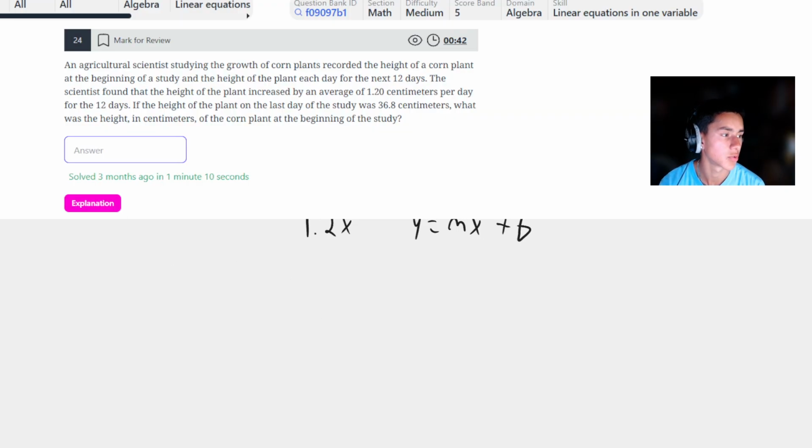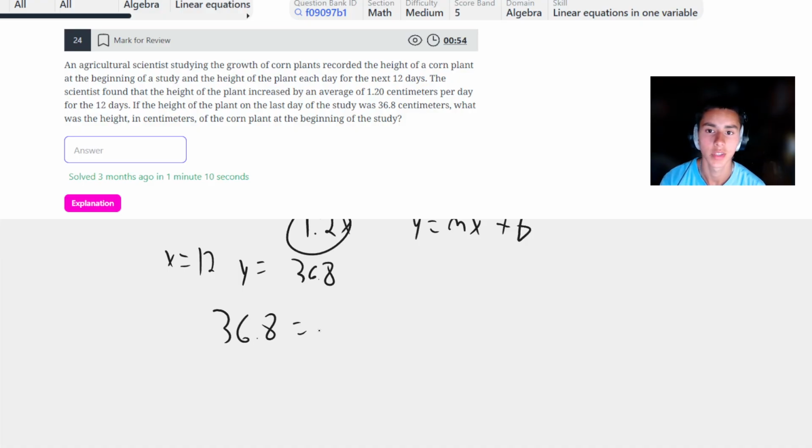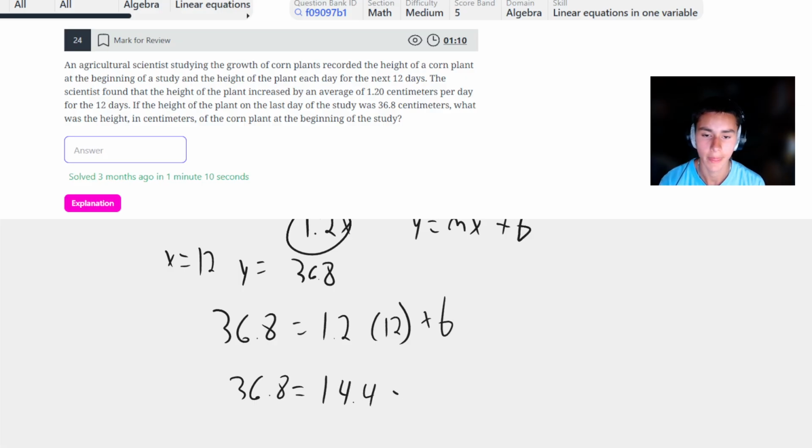At time equals 12 or at x equals 12, y equals 36.8. And we have the slope right here. So if we just plug into y equals mx plus b, 36.8 equals 1.2 times 12 plus b. So now if we solve for this, it would be 36.8 equals 14.4 plus b. So now b equals 22.4.